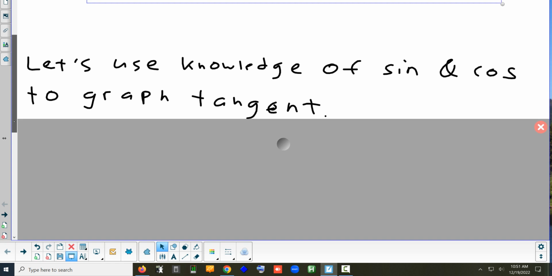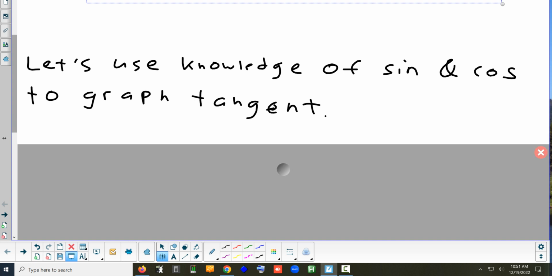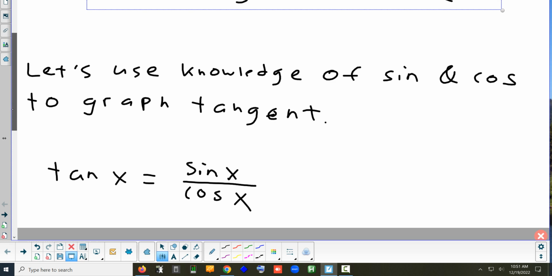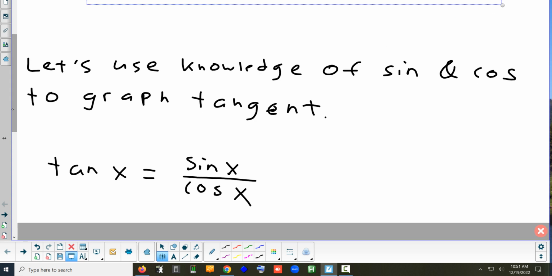So the first graph I want to take a look at is tangent. And if you remember, tangent is equal to something. Does anybody remember what two trig functions you can divide and it gives you the tangent? Sine by cosine. You can divide sine by cosine. So what was this unit called? 6.4. Graphing sine, other trig functions. So secant, cosecant, tangent, cotangent.